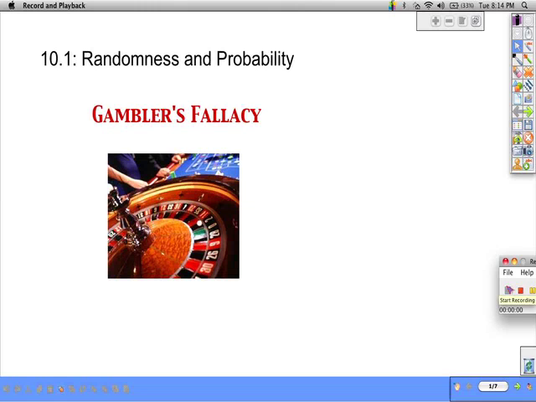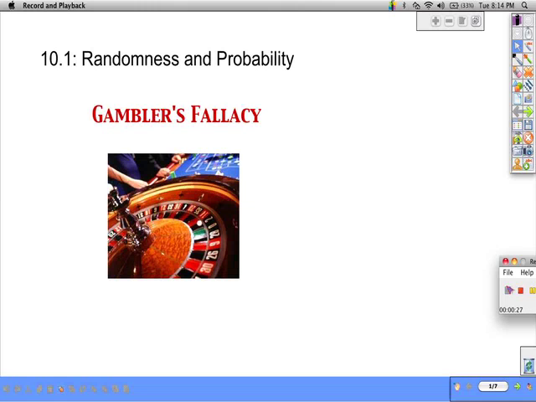In chapter 10 we start looking at probability again, and there's something called the gambler's fallacy. Essentially what it says is that if you're doing really bad for a long time, you're due to win. But that's not true, because your, for lack of a better word, luck has no bearing on probability.